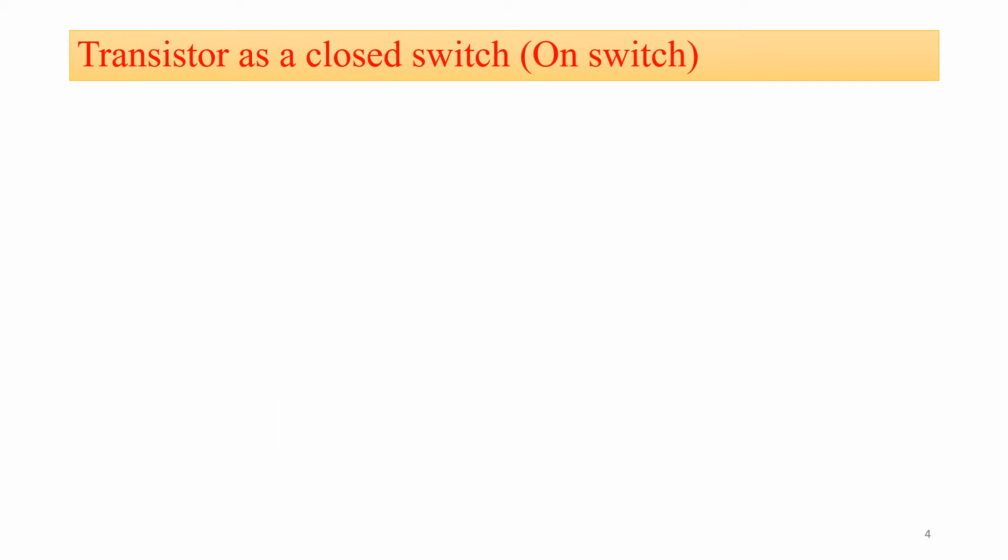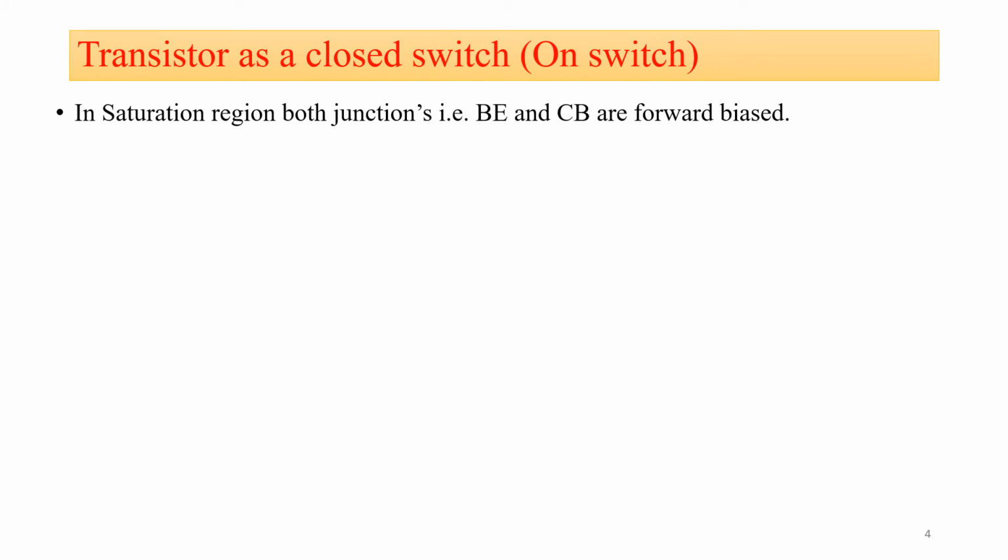Now let's see how to use our transistor as a closed switch or on switch. To operate our transistor as a closed switch or on switch, we need to bias our transistor in saturation region. Saturation region means both the junctions, that is base emitter as well as collector base junctions, should be connected in forward bias condition.